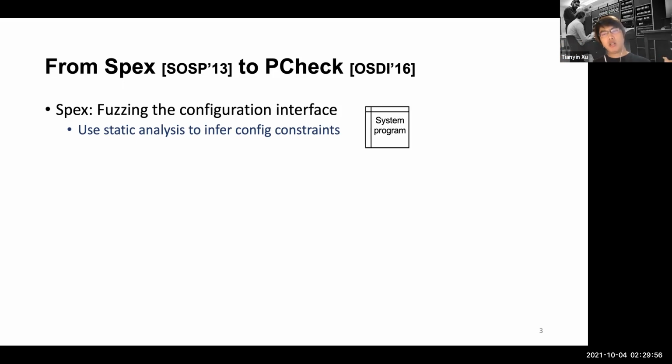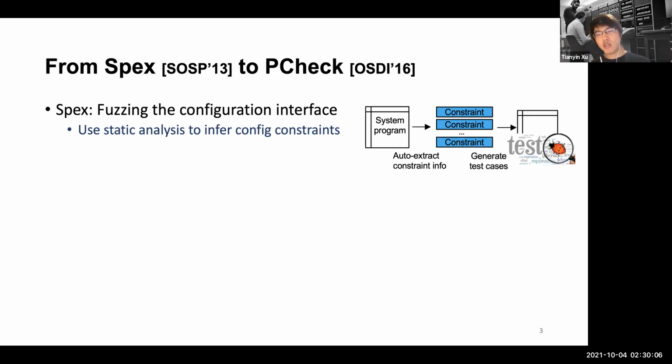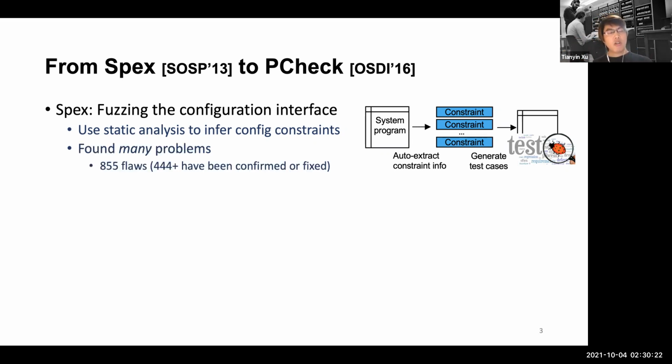Given a piece of system program, we automatically generate configuration constraint information by statically analyzing the source code, and we use the constraint information to generate test inputs. For example, if we observe that a configuration value is used in an open system call, we know this configuration is related to files, and we generate all kinds of weird files to exercise the system. The project was very successful in terms of results. We found more than 800 software flaws, if we don't want to call them bugs, and more than half of them have been confirmed or fixed by the corresponding developers.